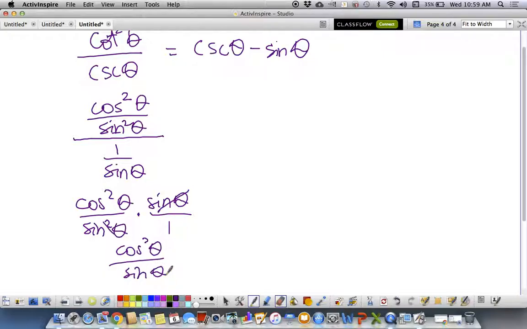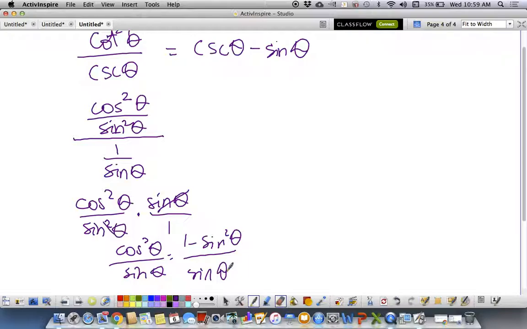Where do we want to go? You want to break down cosine squared? How else do we write it? 1 minus sine squared theta, over sine theta. So you made the sine into cosecant. 1 over sine is cosecant, yes. There is a cosecant, but you can't just make it that way.